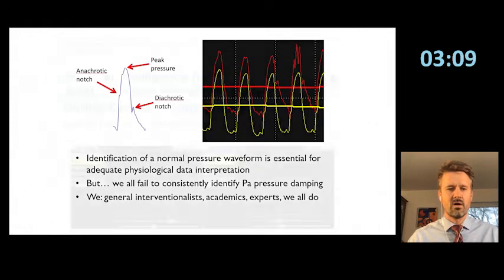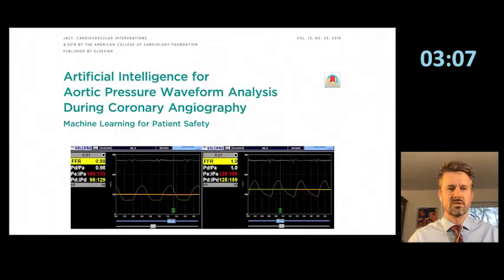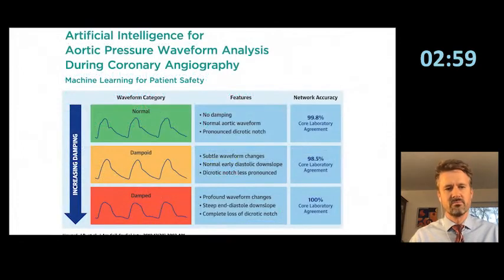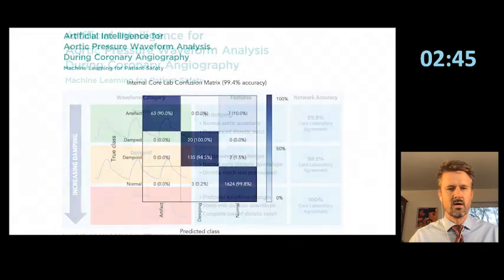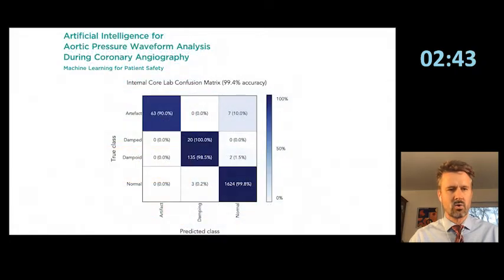And therefore, artificial intelligence here comes in a very good position. There has been work done by our group on trying to identify waveform abnormalities with artificial intelligence. In a very simple summary, we got experts to label traces as normal, mildly damped, and very damped.